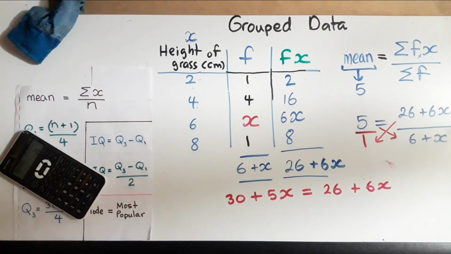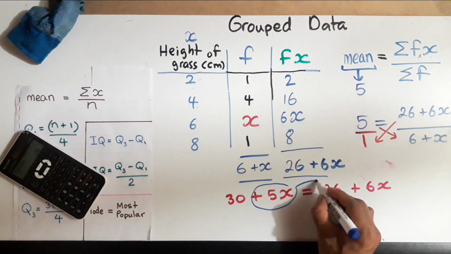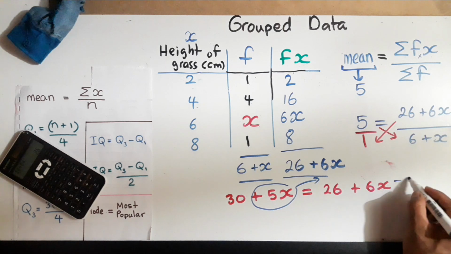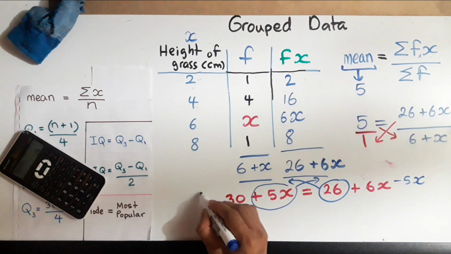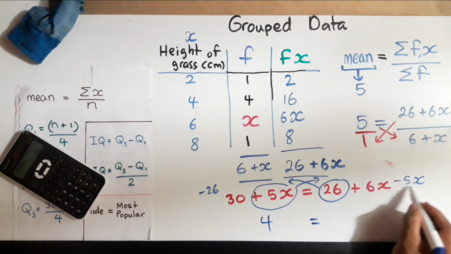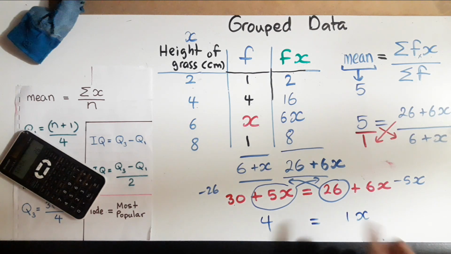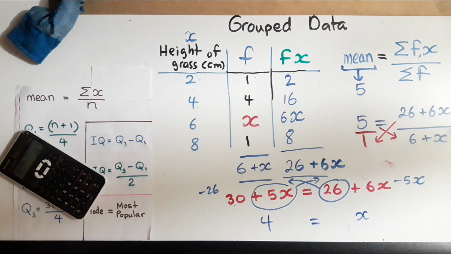All we need to do is get all the x's on one side, it doesn't matter which side, and all the other numbers on the other side. So we throw across positive 5x to get minus 5x, and positive 26 to get minus 26. So 30 minus 26 is 4. 6x minus 5x is 1x, but nobody puts the 1. So x is equal to 4. And remember, we actually knew the answer from the previous question, so I know I am correct.